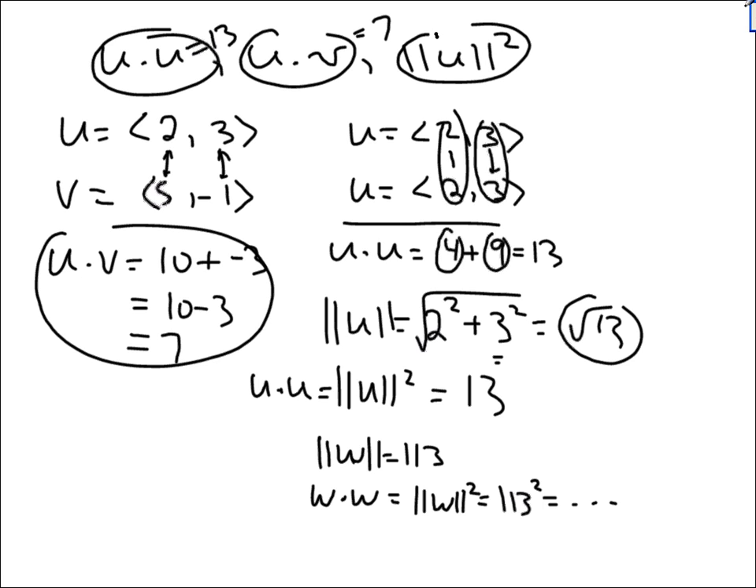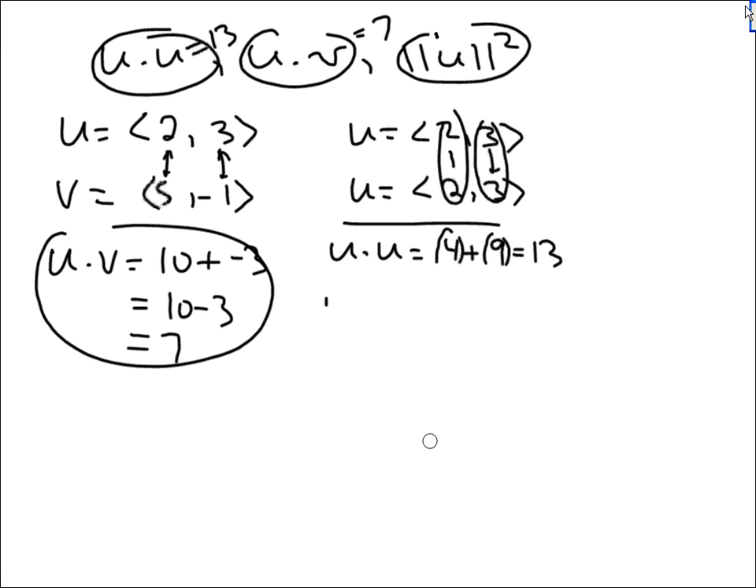So in fact, remember, this is the length of w squared. If I take the square root of the right side, I don't have to write square. Take the square root of the left side. The square root of w dot w is the length of w. Work it out. Convince yourself of that. And have fun with this stuff.